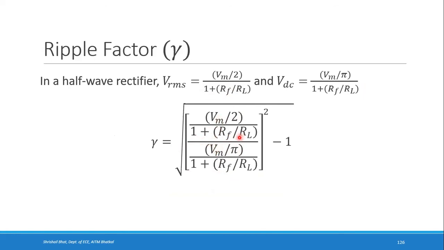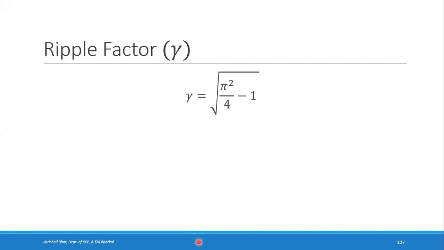1 plus Rf by RL is common in numerator and denominator, so it gets cancelled. What remains is 1 by 2 divided by 1 by pi. I can write that as pi by 2. This pi goes to the numerator, and I can write it as pi by 2 the whole square minus 2. If you calculate this, pi by 2 the whole square, you'll get pi square by 4 minus 1. So if you calculate, you will get the value of gamma as 1.21.